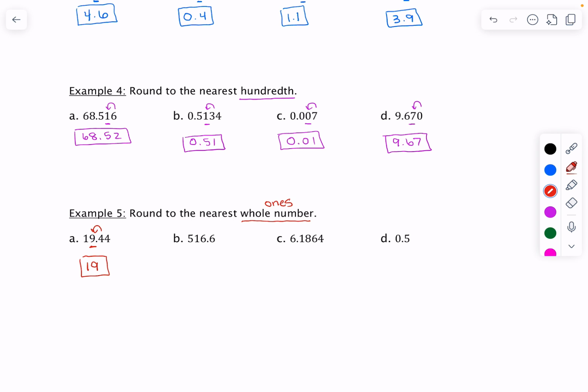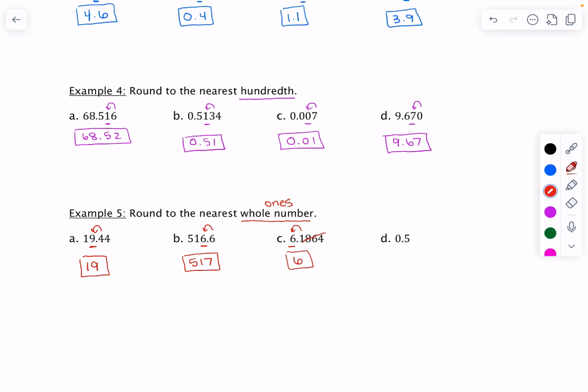Letter B, underline that 6 right there. Ask yourself, does the 6 on the other side round it up or stay the same? 6 is bigger than 5, so it rounds up to 7. 517. Letter C, underline the 6. Ask yourself, does the 1 round it up? It does not, so the 6 stays the same, and we leave the whole rest of this part out. That just goes away. We don't need it, as it didn't have anything to do with rounding to the whole number. It just is extra values we don't need for our answer.